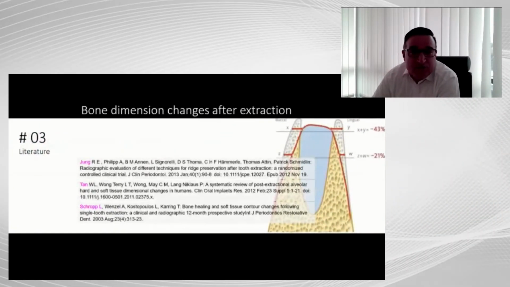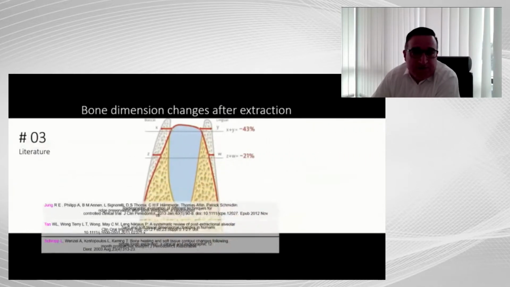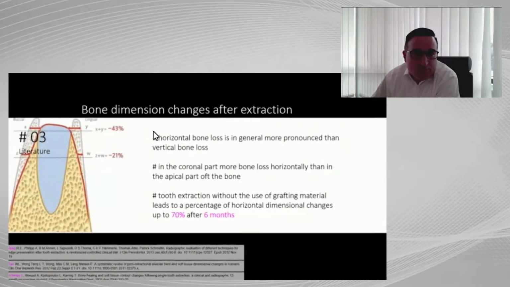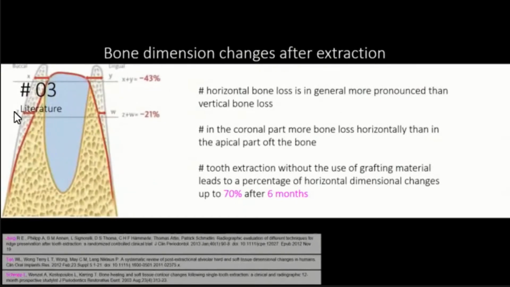Many studies deal with the question of the dimensional change of the bone after tooth loss or extraction, as for example by Yang, Tan, Schropp et al. And if we look at the available data, we can see that the horizontal bone loss is in general more pronounced than the vertical bone loss.